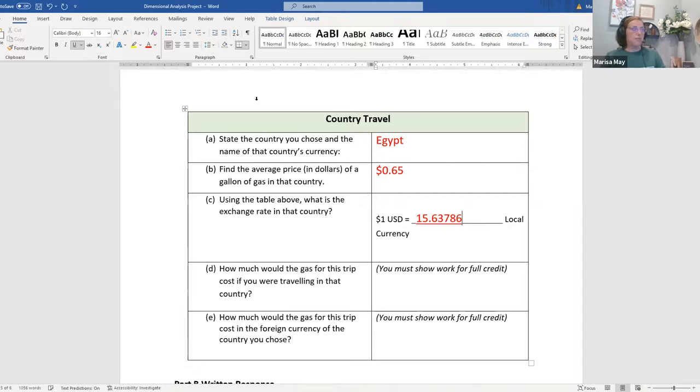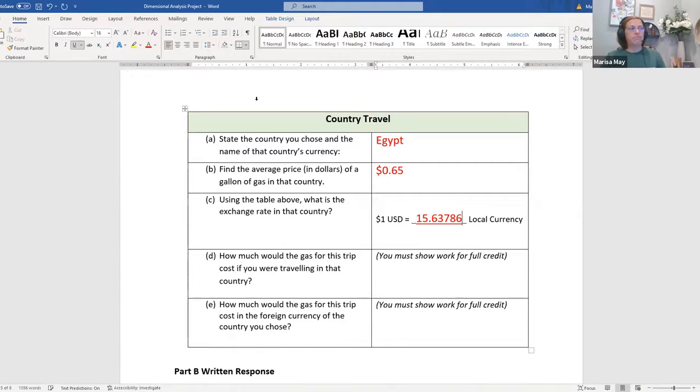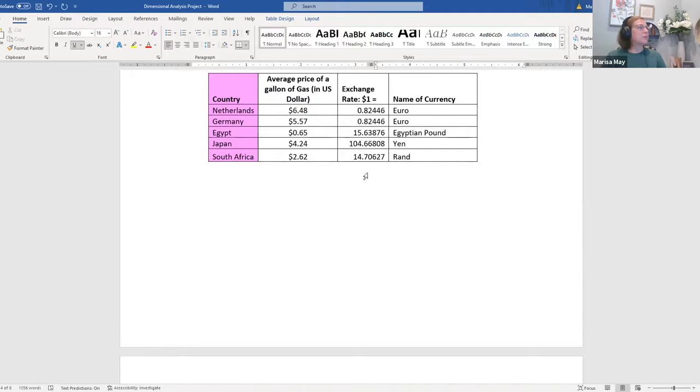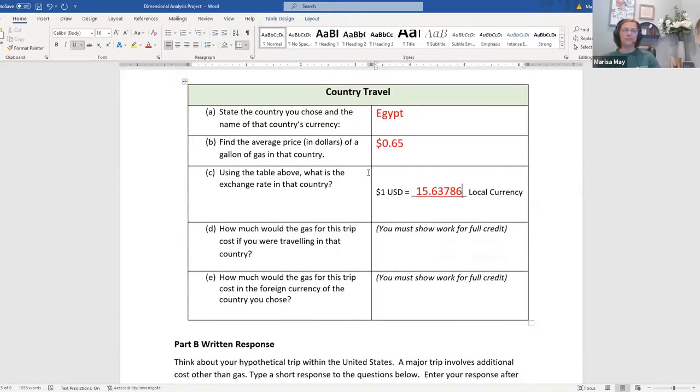15.63786. And their currency is also called the pound. I'll make sure I got my numbers right. Yep, I sure do. Okay. Now, part D and E, we actually need to use some information that we did before.